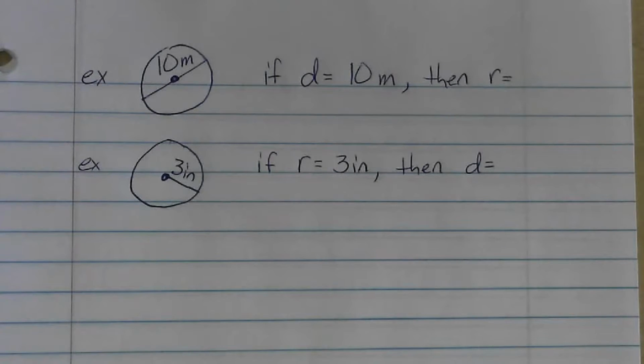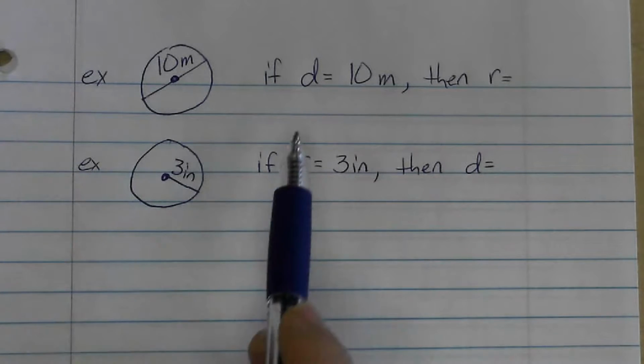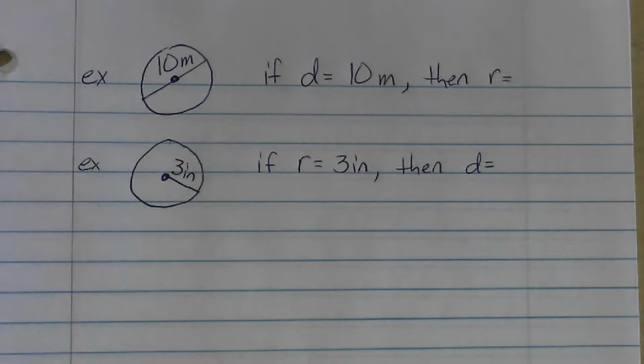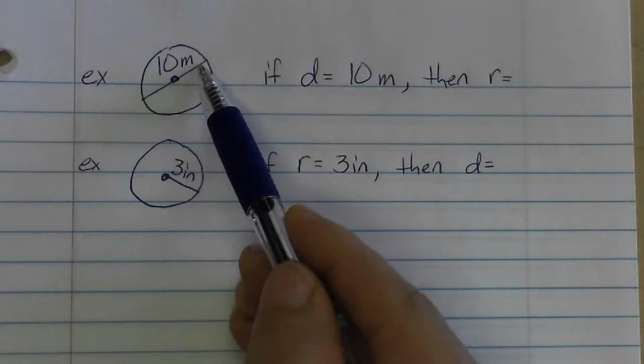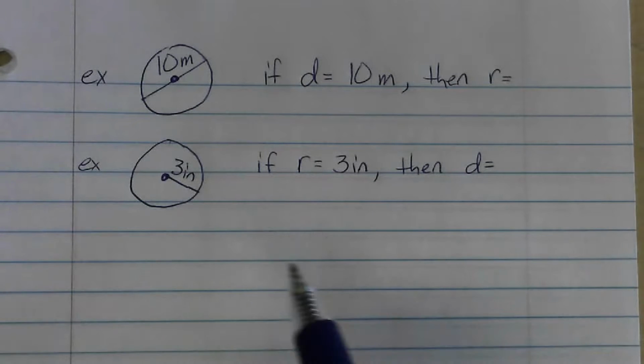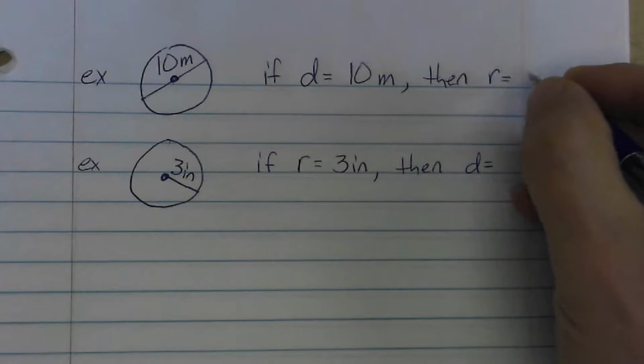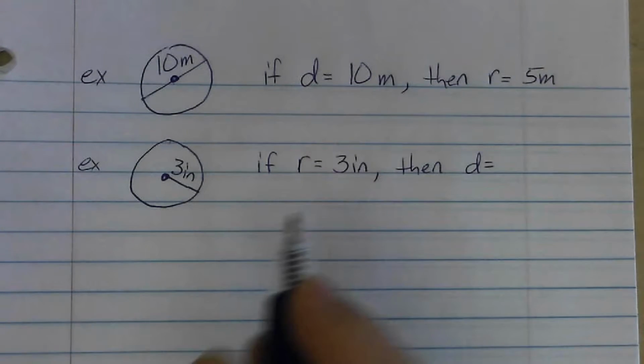Let's take a look at what this looks like with numbers. Okay, so here we have 2 problems. I wrote this out visually, and also like you'd see in a word problem. With this one, we have a diameter of 10 meters. So if the diameter is 10 meters, what's the radius? Well, you know that radius is half of the diameter, so the radius would be 5 meters.